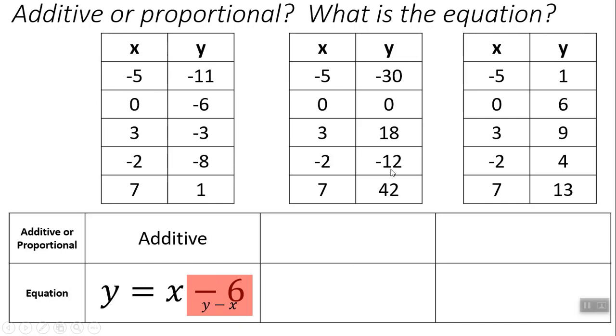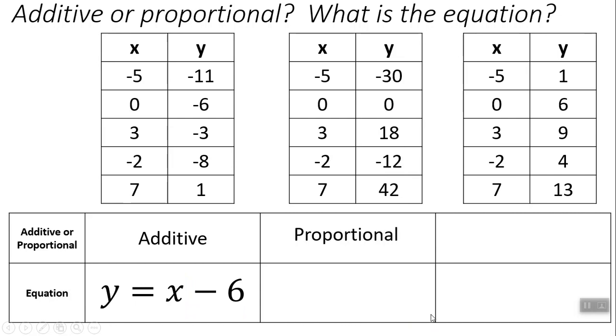So this next one, we've got -5 to -30, 0 to 0. This should be hopefully a big giveaway for a lot of you. 3 to 18, -2 to -12, 7 to 42. It's going to be a proportional relationship.